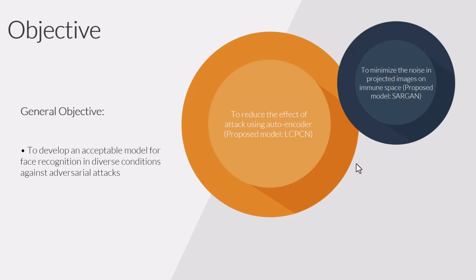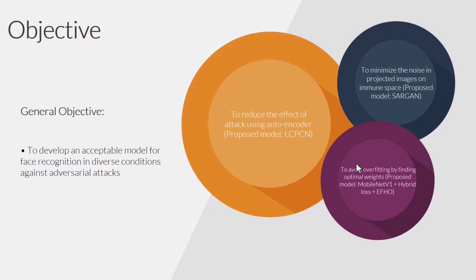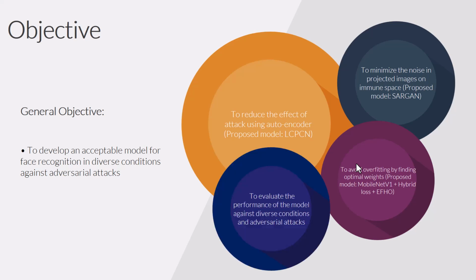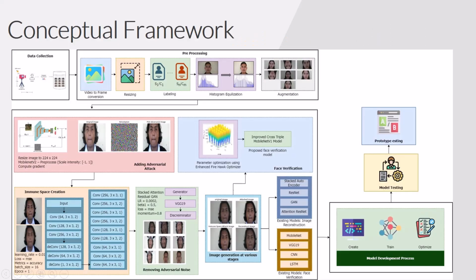The second specific objective is to minimize the noise in projected images on the immune space, and for that we have a Sargent. Next is to avoid overfitting by finding the optimal weights. For that we have introduced the enhanced Firehawk optimization algorithm. And finally, we would like to evaluate the performance of the model against diverse conditions and adversarial attacks. So this is what our entire conceptual framework is.